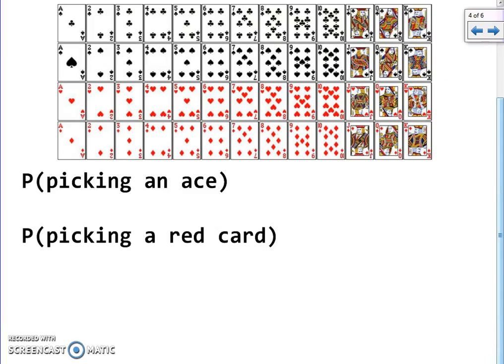So we need to talk about, let's say we shuffled this deck. What is the probability that we would pick an ace? The 4 is the desired outcome. There's 4 aces out of the total of 52.